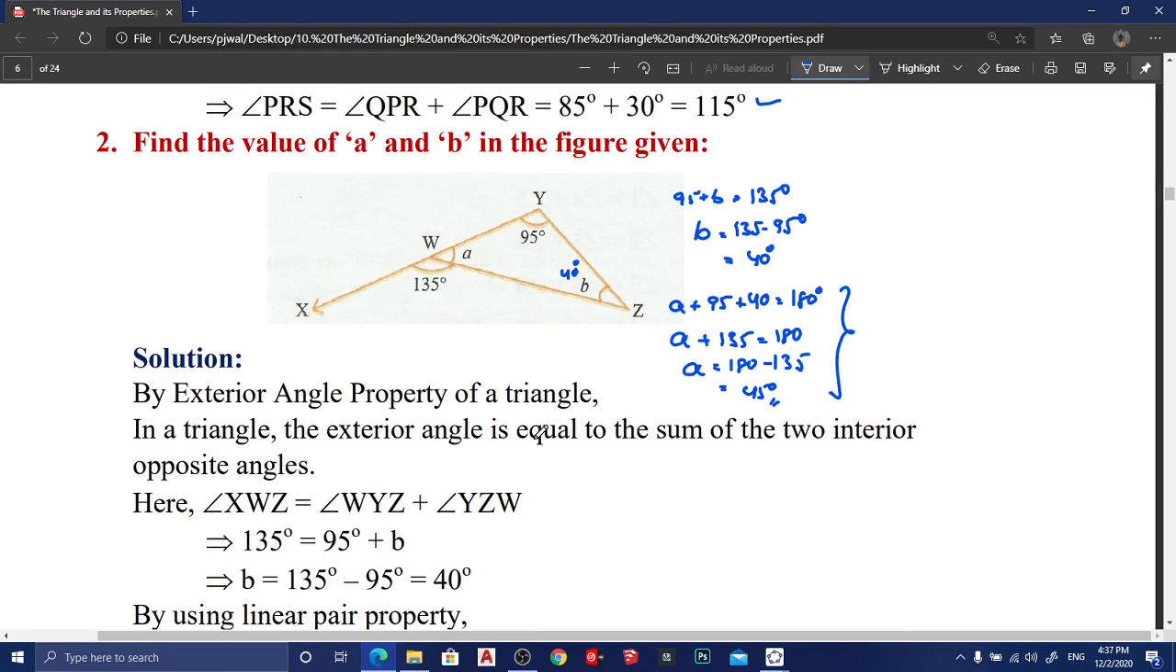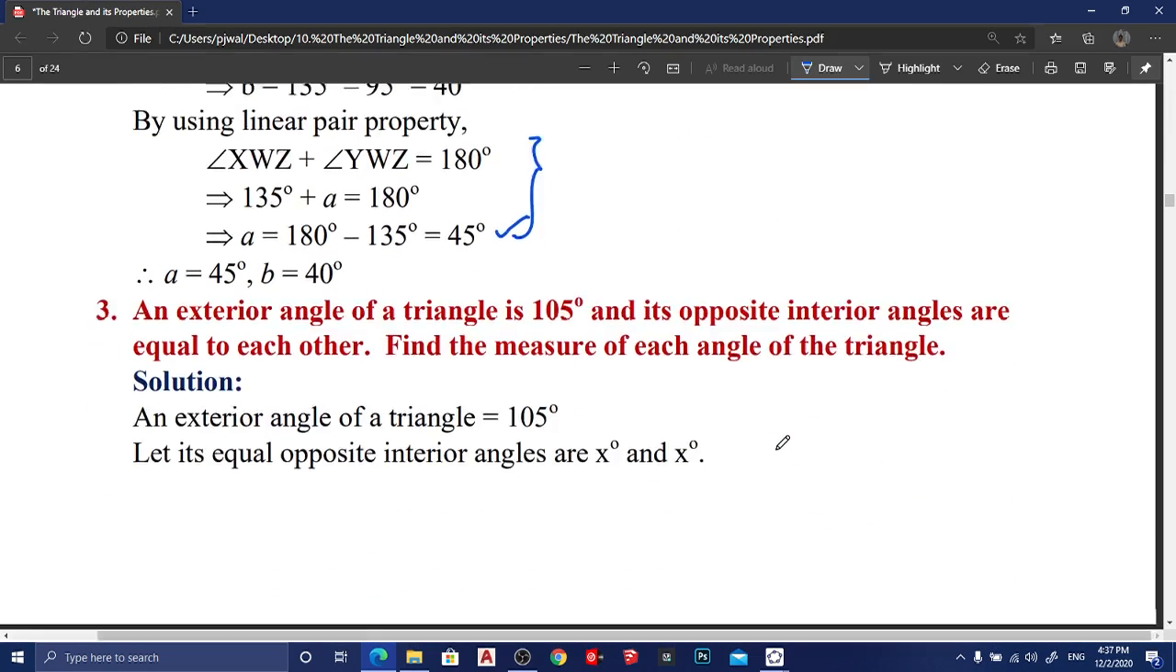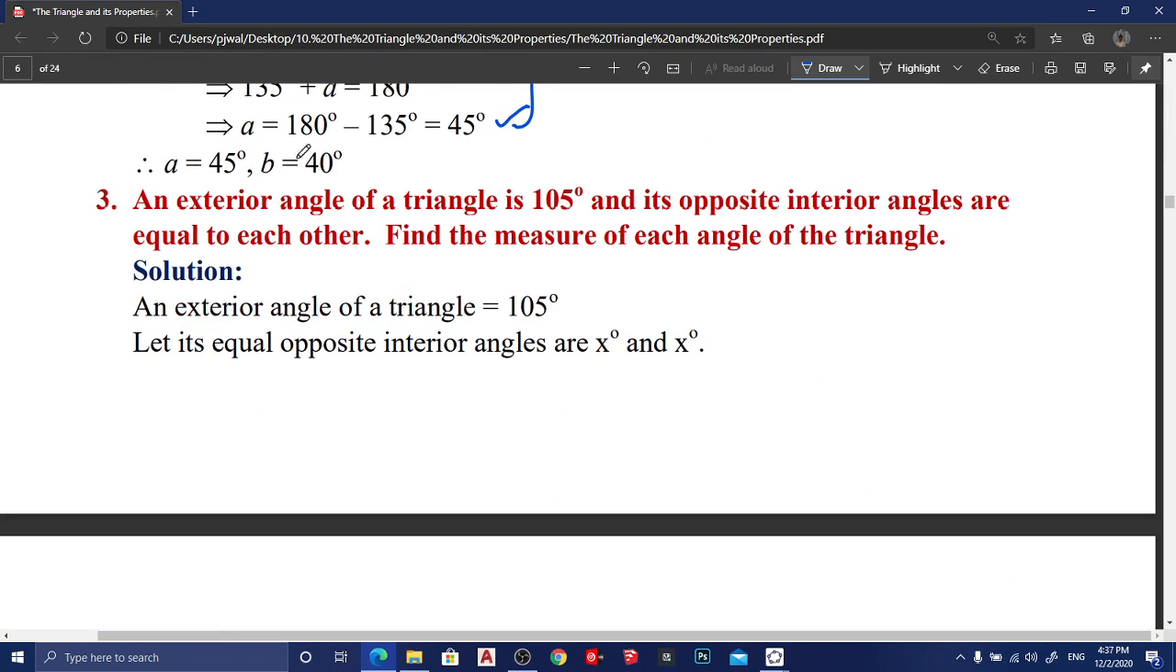Okay, so you can use any property, but because this chapter belongs to triangles, using this angle sum property is useful for you, because you are studying about triangles, you can use the angle sum property here. Okay, any property is suitable for this. Okay, so now we are going to the third one.